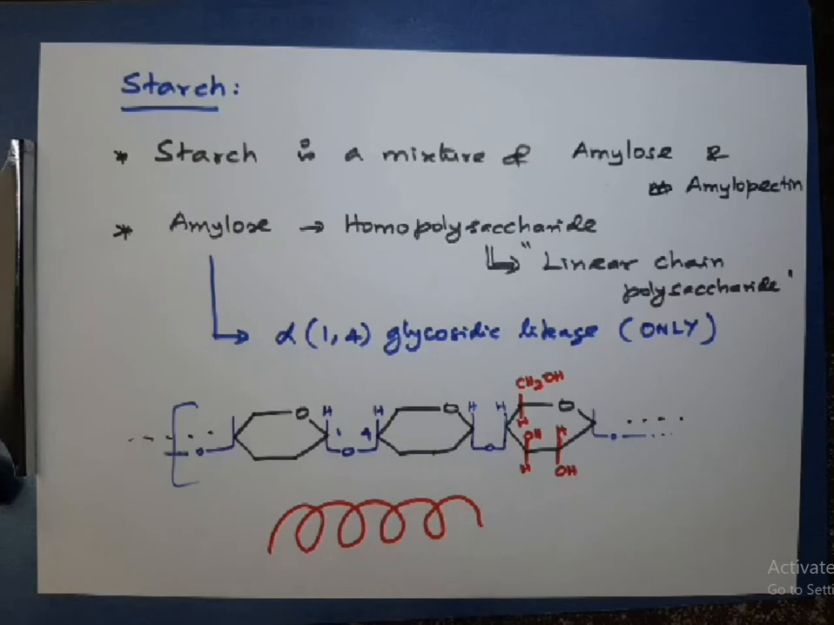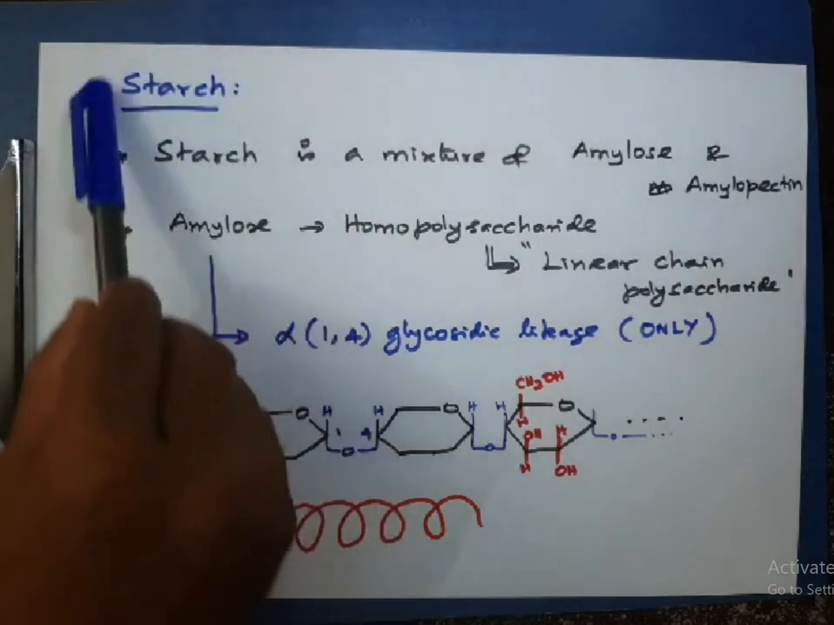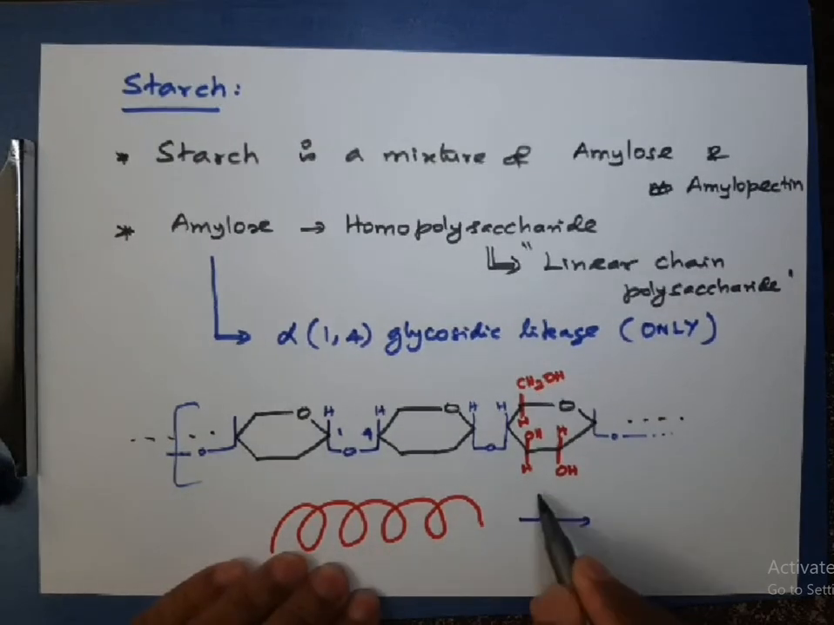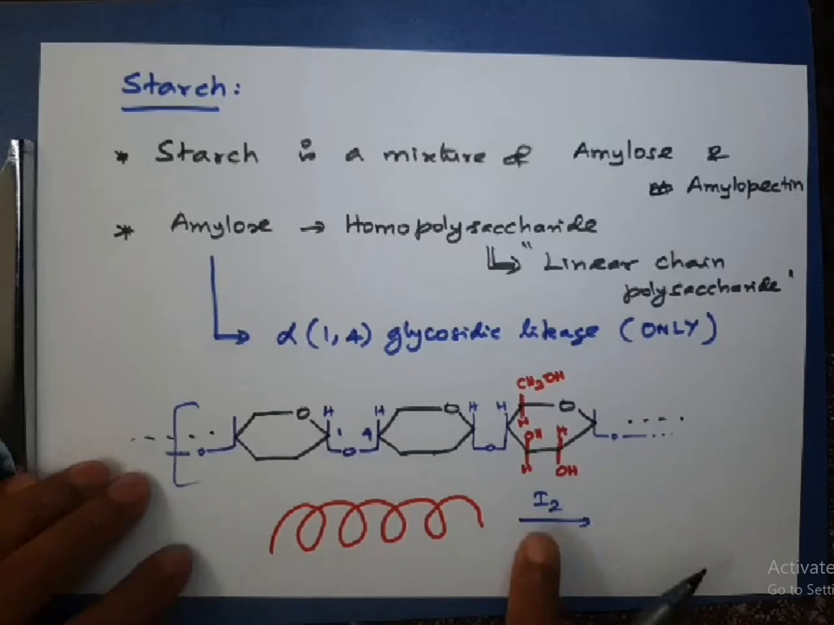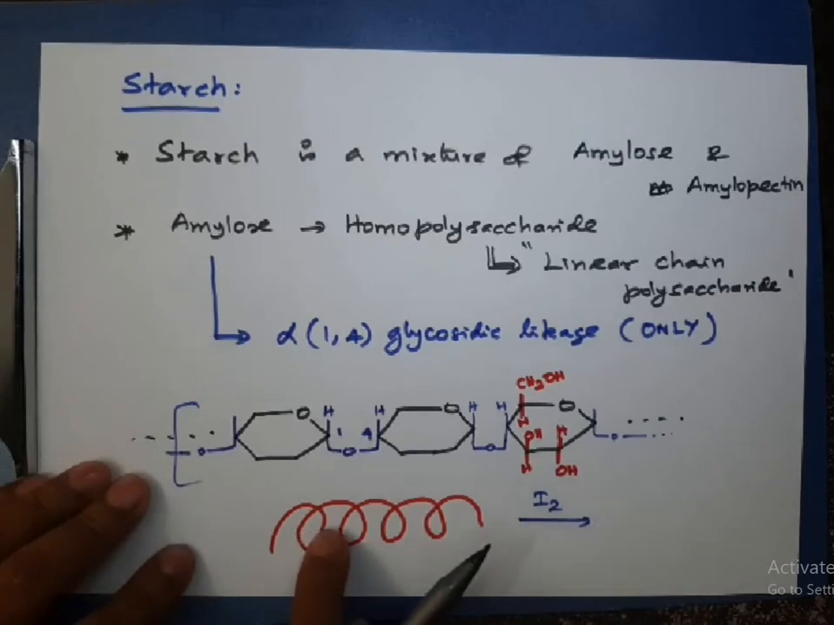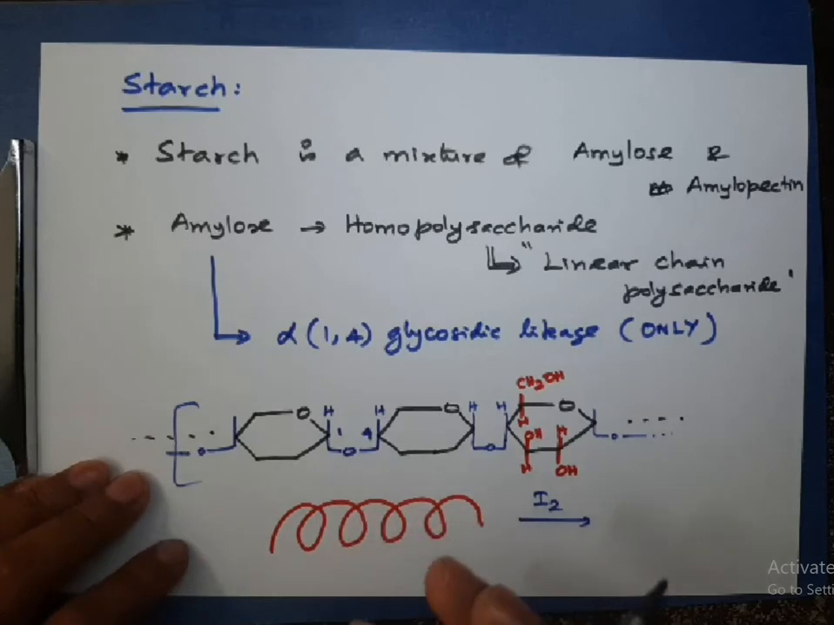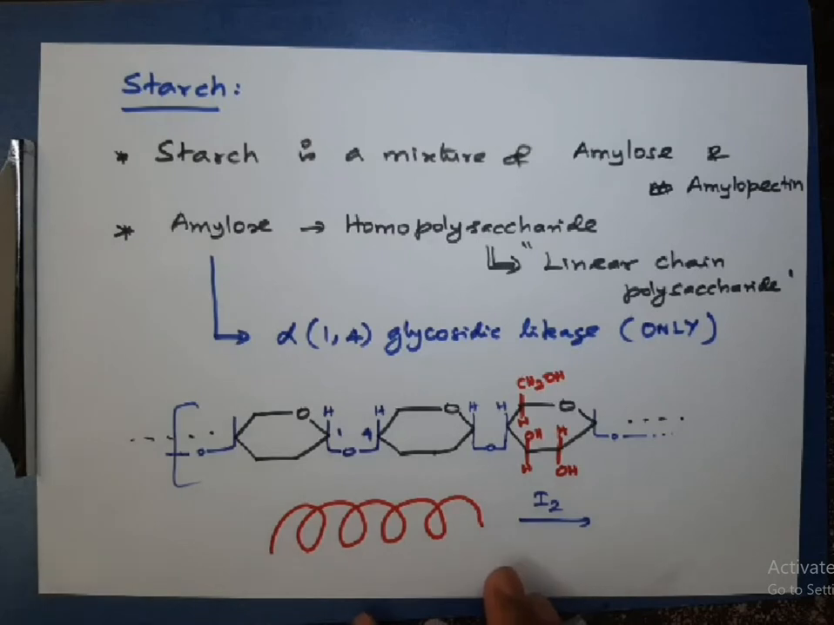And students, this is very important. If you put iodine in starch, you will get blue color, a deep blue color. Why? If I put iodine, these iodine molecules get trapped in the coils of amylose, and you'll get a complex called an inclusion complex. That is the reason why we get blue color.